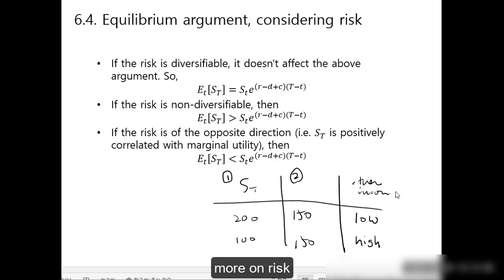Right, exactly. So most people will prefer asset number one because it will make your consumption less extreme. Because you have more money when you really need it, and less money when you don't really need it. I mean, it sounds a bit silly, but somehow that seems to work. I don't know whether it's the "a friend in need is a friend indeed" or something like that.